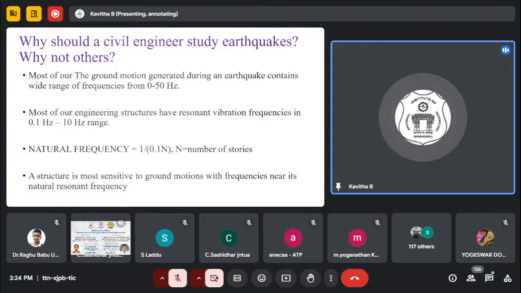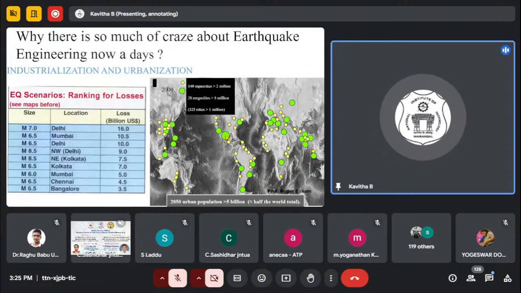Whenever the natural frequency of the building and the earthquake wave get into resonance, you have heard about resonance, right? Resonance means whenever the same frequency gets matched, there is a possibility that amplitudes will increase tremendously. That we should avoid. That's why civil engineers are so much bothered about earthquakes, and seismic resistance has got this much importance nowadays.